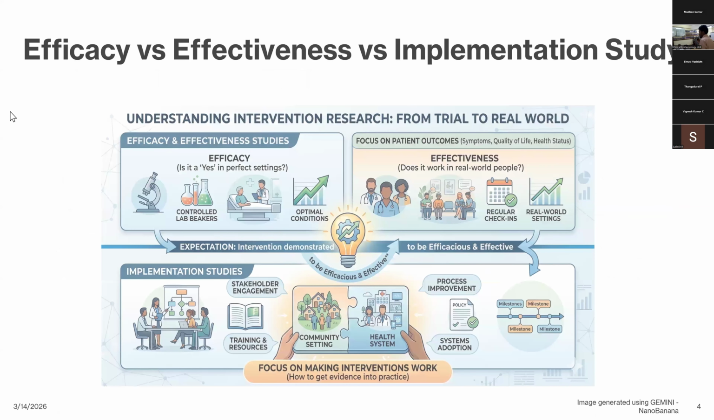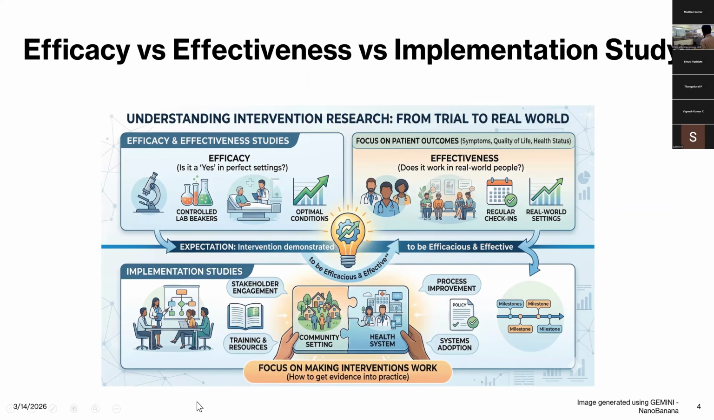So how is it different from efficacy and effectiveness study? Say, for example, we are evaluating a new drug for heart failure. The first trial that we'll be doing is an efficacy trial wherein we'll have a fixed ideal setting, fixed inclusion criteria, fixed exclusion criteria. The entire scenario will be a controlled setup. And here we'll be assessing whether the drug is effective in a controlled setting.